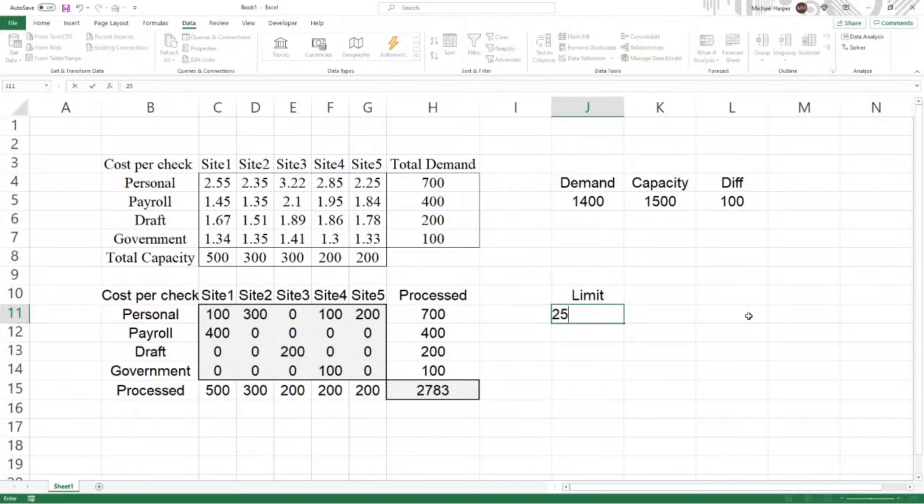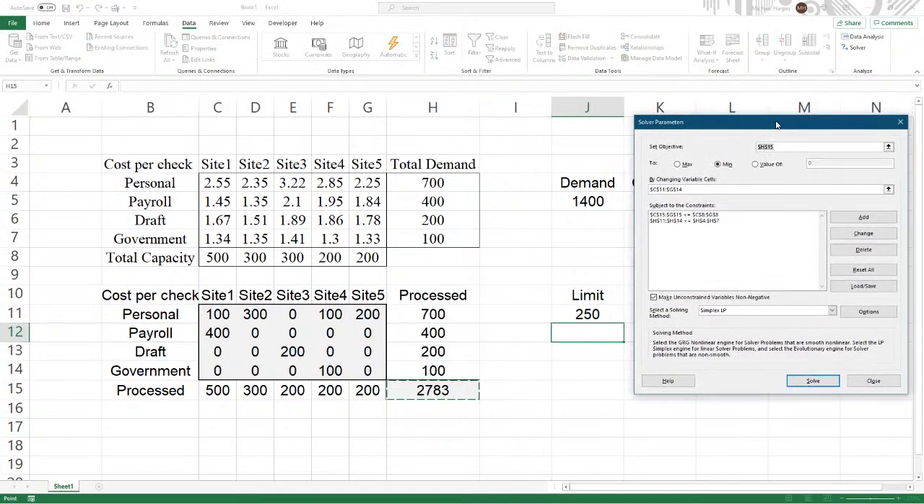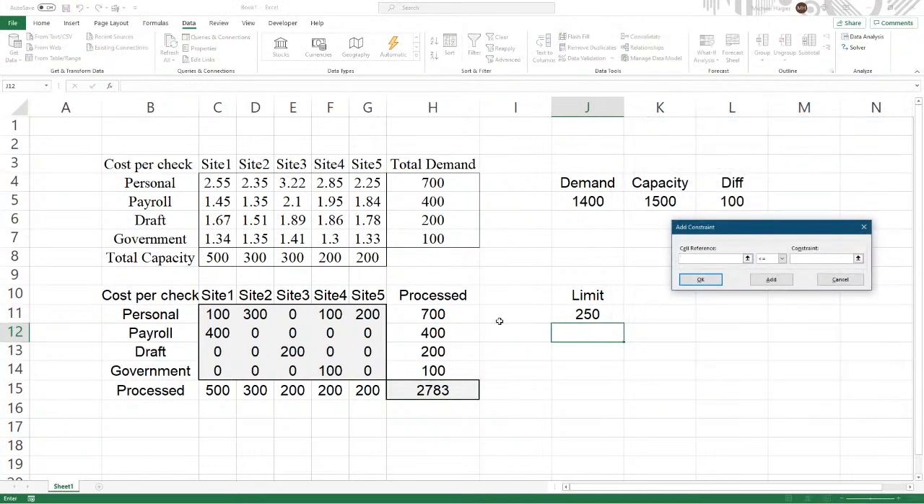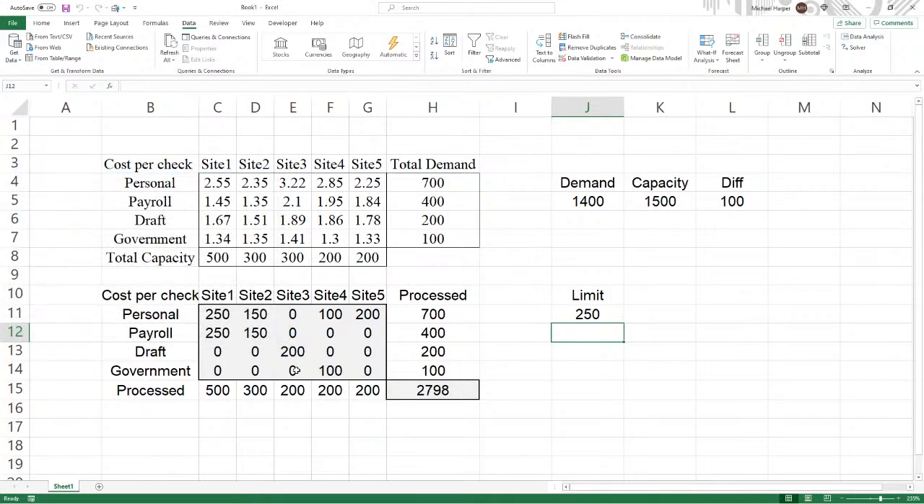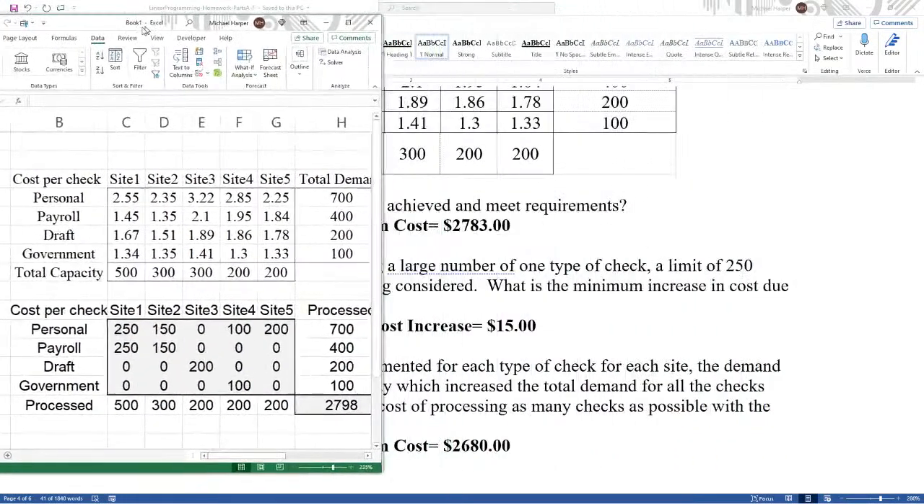And let's say it's 250, and there it is. Okay, so we're adding another constraint. So go to Solver, and we just add a constraint, and that is every single one of these is less than or equal to 250. Say OK, Solve, found a solution, all constraints are satisfied, say OK, 2798.